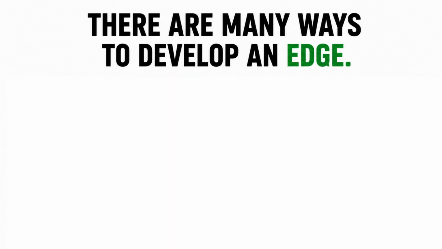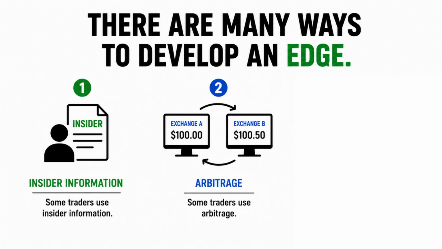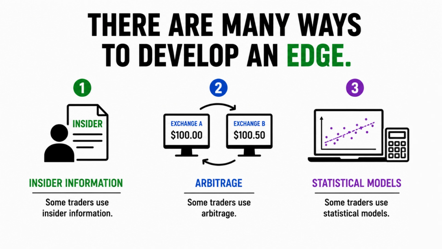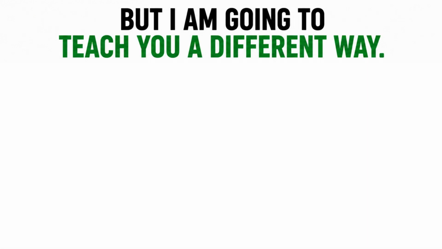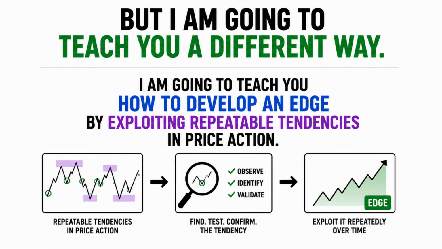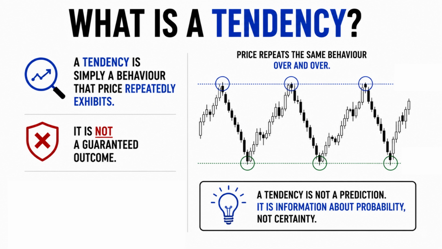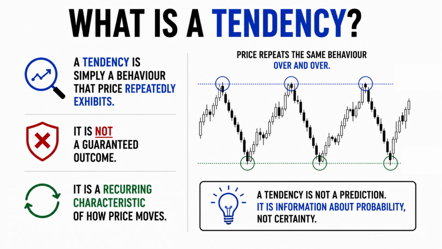There are many ways to develop an edge. Some traders use insider information, some use arbitrage, some use statistical models, but I'm going to teach you a different way. I'm going to teach you how to develop an edge by exploiting repeatable tendencies in price action. A tendency is simply a behavior that price repeatedly exhibits. It's not a guaranteed outcome, it's a recurring characteristic of how price behaves.